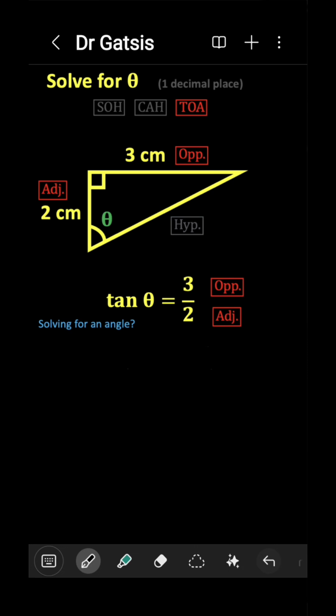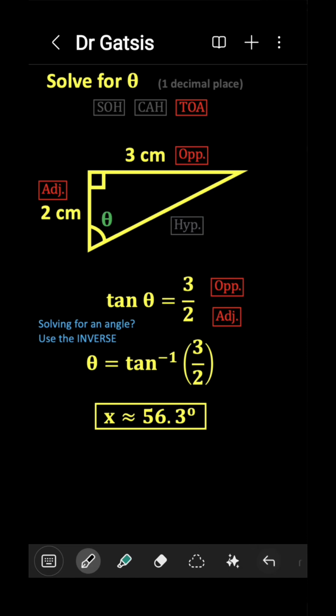We'd like to solve for an angle. So in this case, we take the inverse. That is, theta is equal to tan inverse of 3 over 2. Or if you want tan inverse of 1.5, using the calculator, I get an answer of 56.3 degrees.